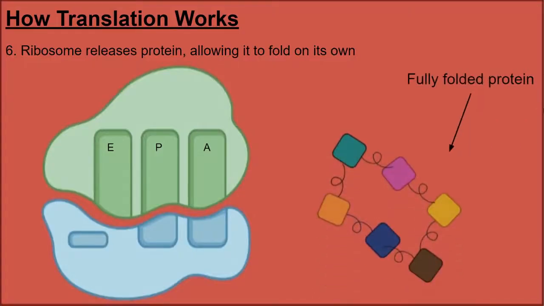The stop codon initiates the 6th and final step, which is for ribosomes to release both the mRNA strand and the protein. The protein folds by itself, and the ribosome is free to bind to new mRNA strands.